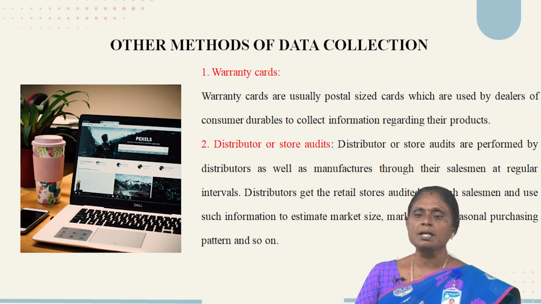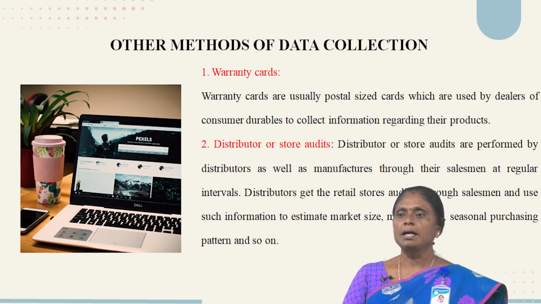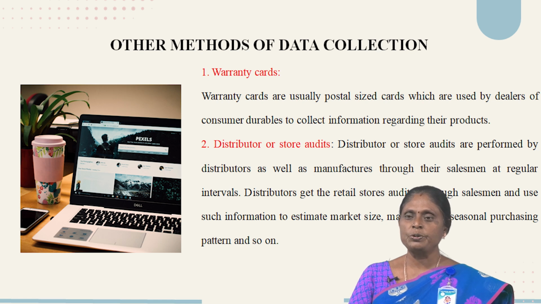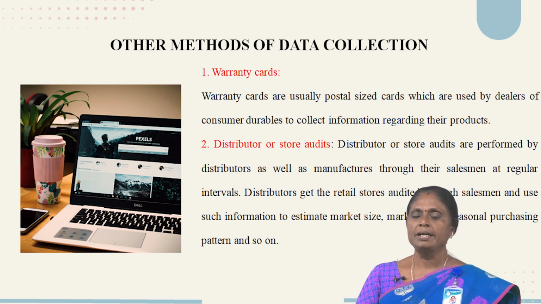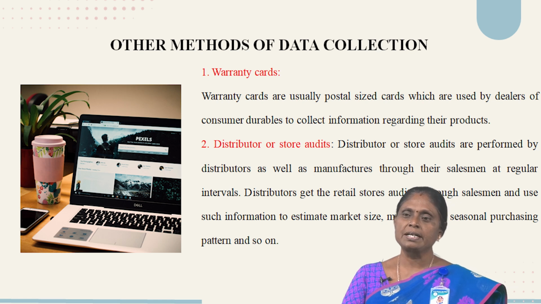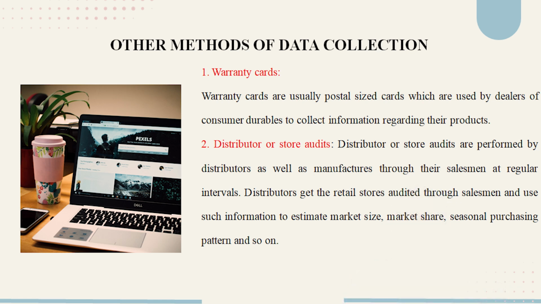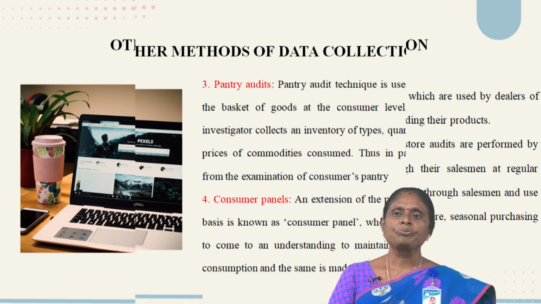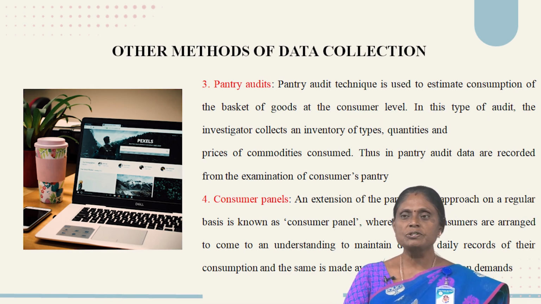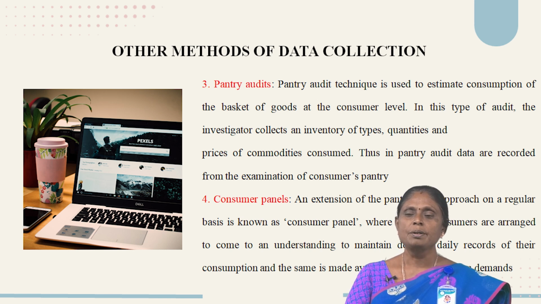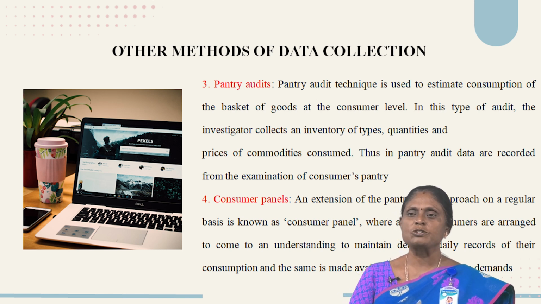Next, distributor or store audits. It is performed by distributors as well as manufacturers through their salesmen at regular intervals. So, the distributors get the retail stores audited through salesmen and use such information to estimate market size, market share and seasonal purchasing pattern and so on. And pantry audits. See, it is a technique used to estimate consumption of the basket of goods at the consumer level.